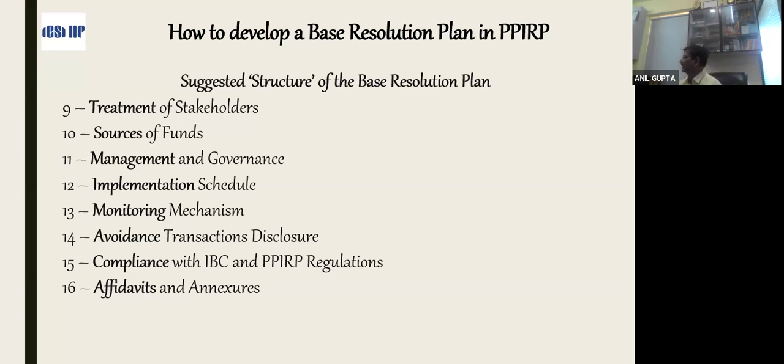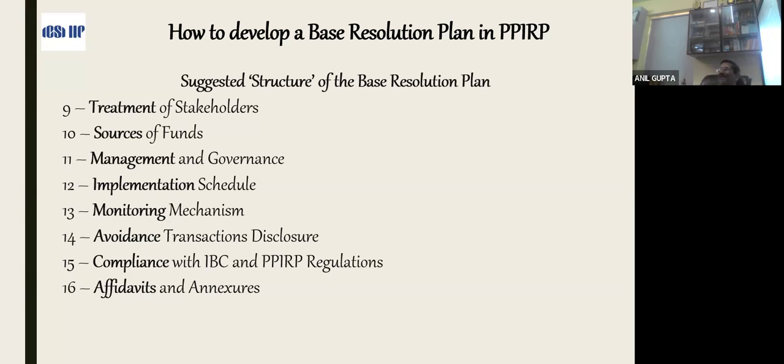Management and governance. The present management, whether they are capable or not. If the company is going to change the management, and if the company initiates various good corporate governance practices in the coming days, all these things are to be mentioned.